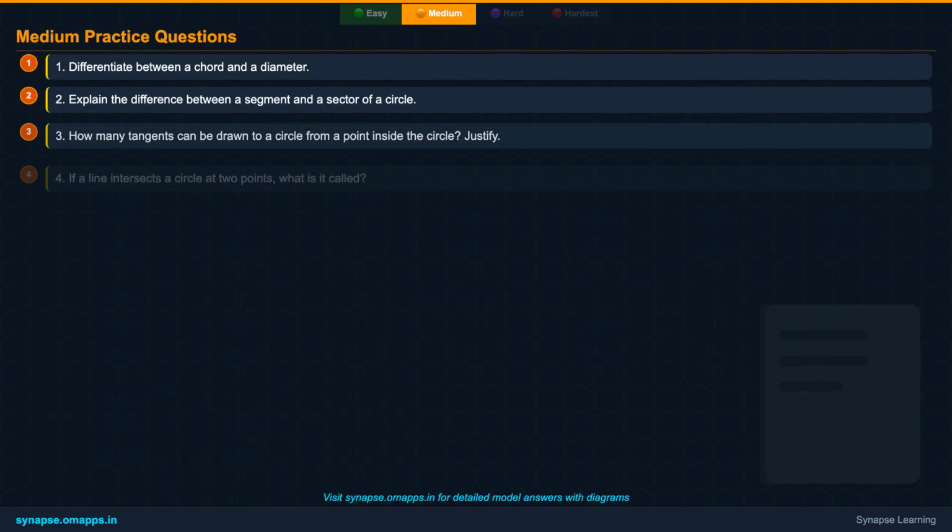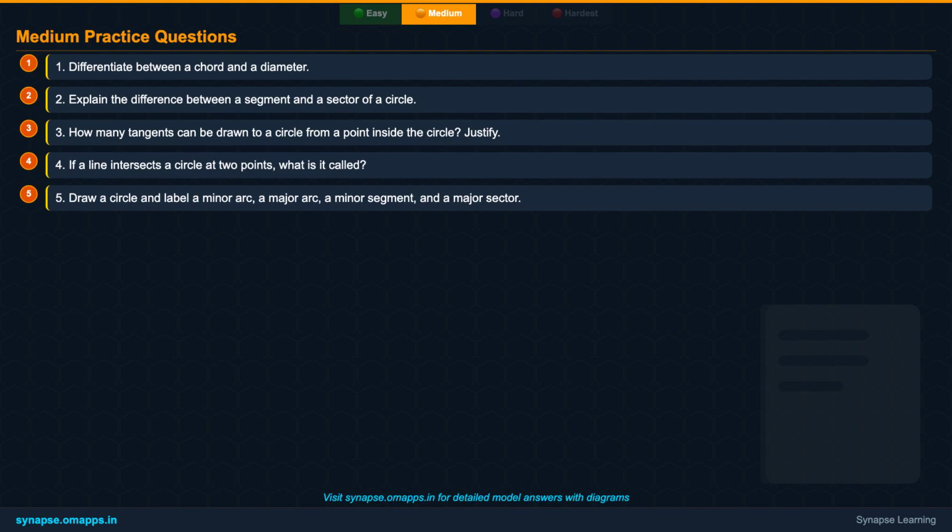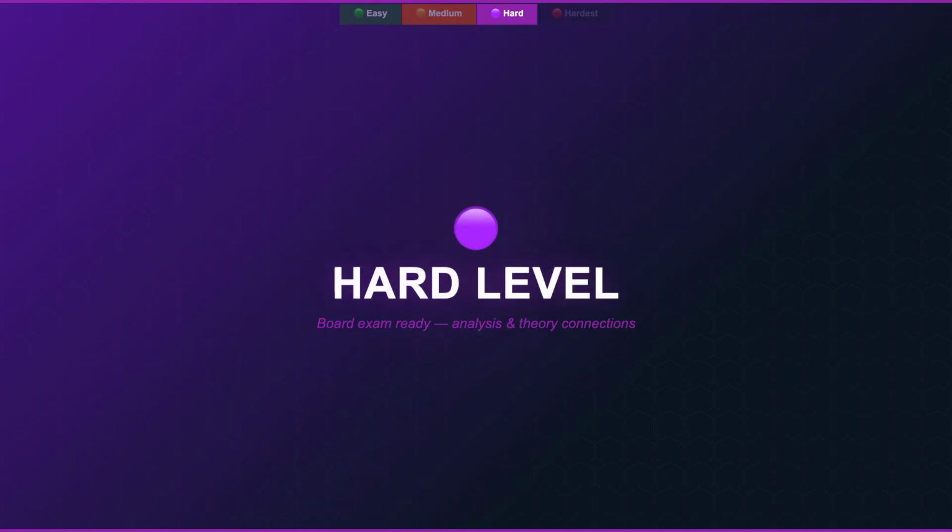Time to check your understanding of these new concepts. First, how would you distinguish between a chord and a diameter? Next, explain the difference between a segment and a sector. Can you draw any tangents from a point inside a circle? What's a line called if it cuts a circle at two points? Finally, draw a circle and correctly label a minor arc, minor segment, and major sector. Excellent work so far. Now, let's elevate our understanding.